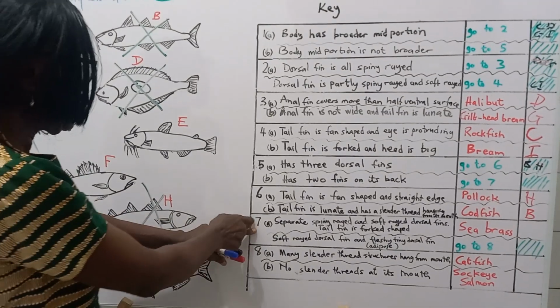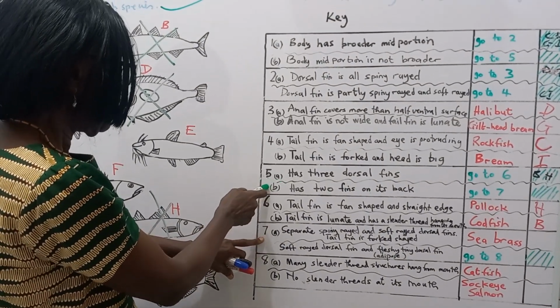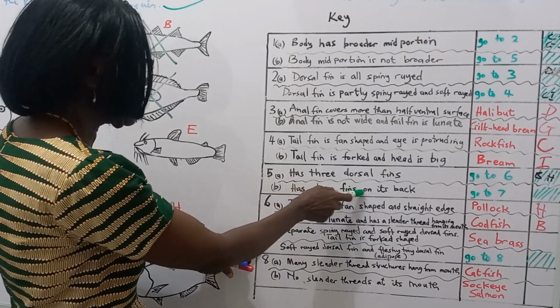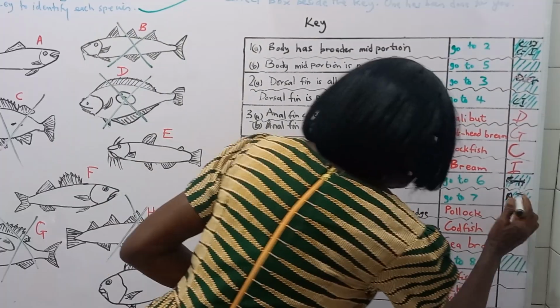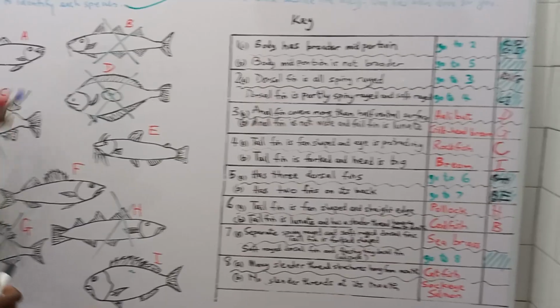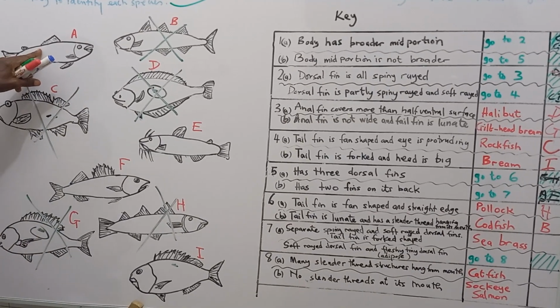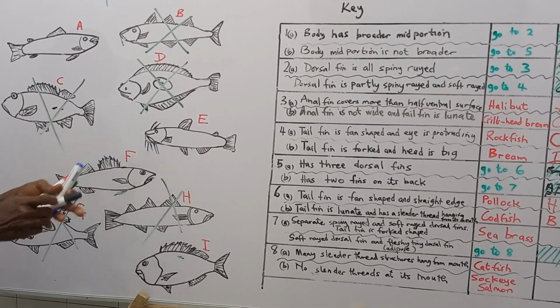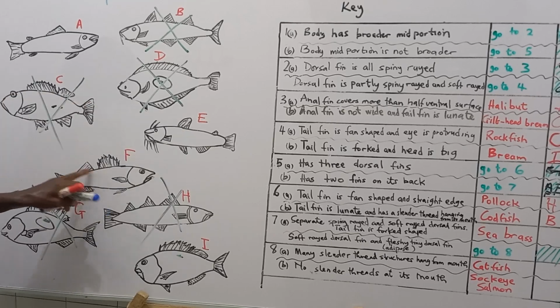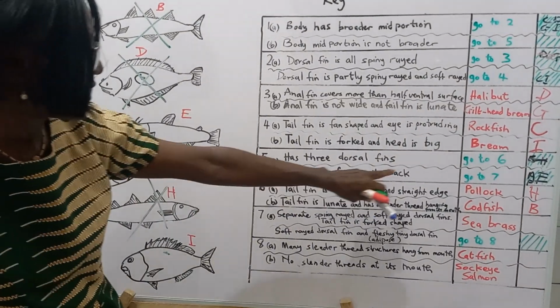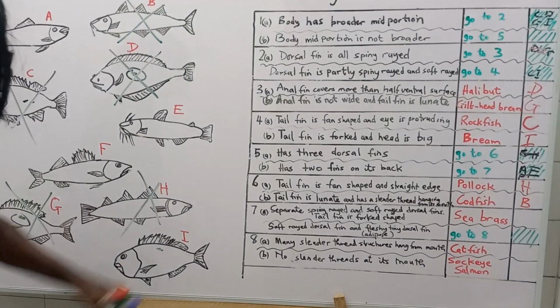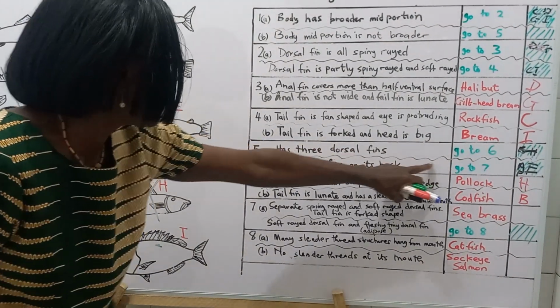And 7, we came to 7 because of 5. 5 is saying "has 2 fins on its back." Rough work: has 2 fins on its back, A, E, and F. A has 2 fins on its back. E has 2 fins on its back. And then F has 2 fins on its back. So has 2 fins on its back, we are looking at A, E, and F, and we are being told to go to 7.